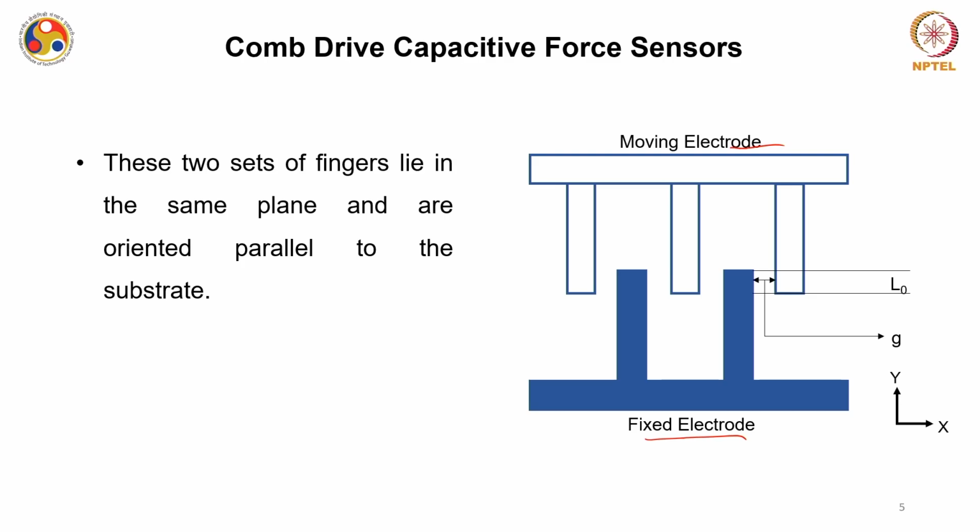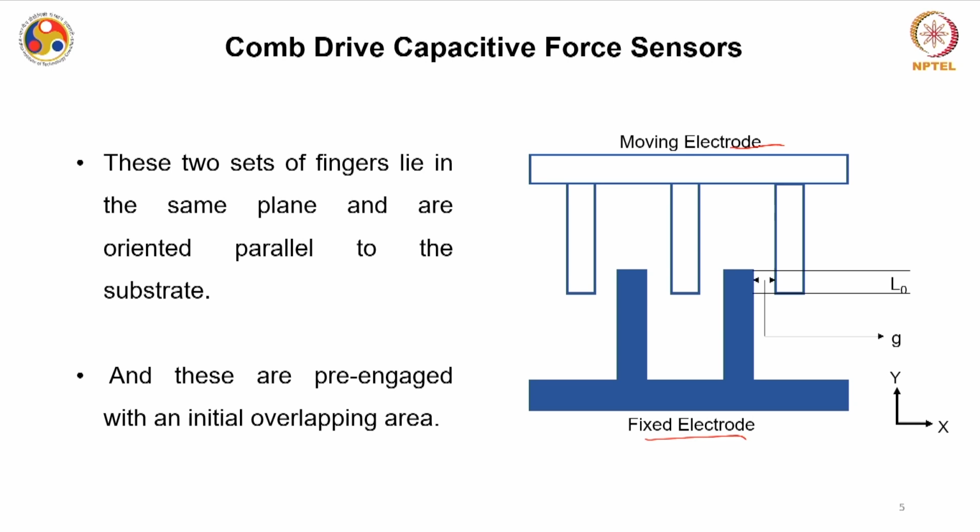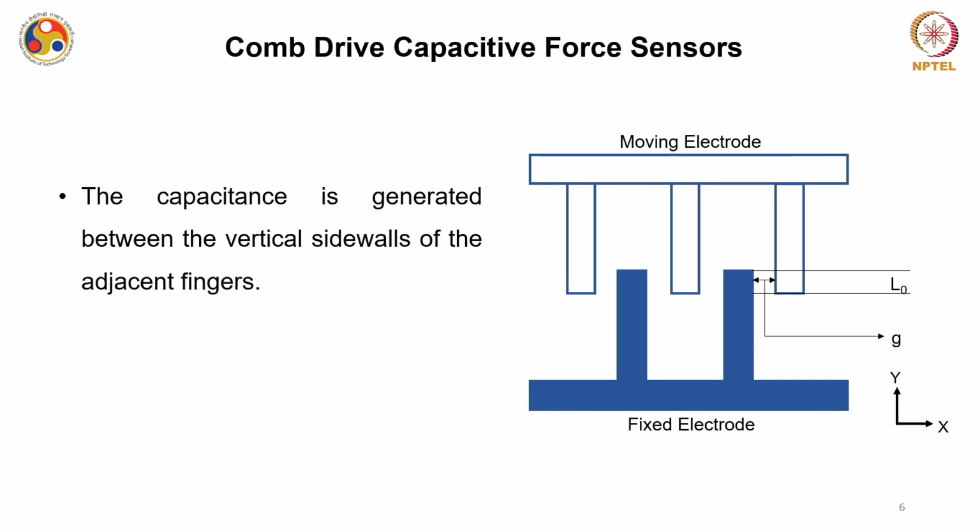It makes sure that it can be fabricated by some existing fabrication technology. These fingers are also pre-engaged with the initial overlapping area. This is the initial assumption for the case of comb drive kind of capacitive force sensors. The capacitance is generated between the vertical side walls of the adjacent fingers.